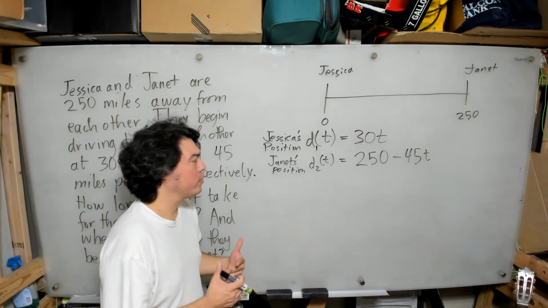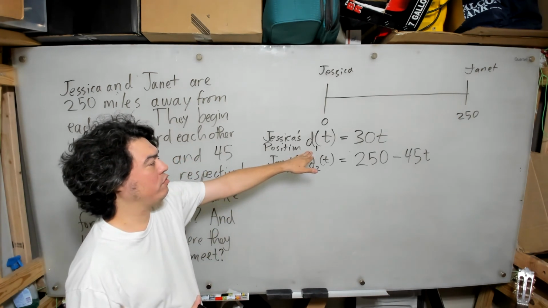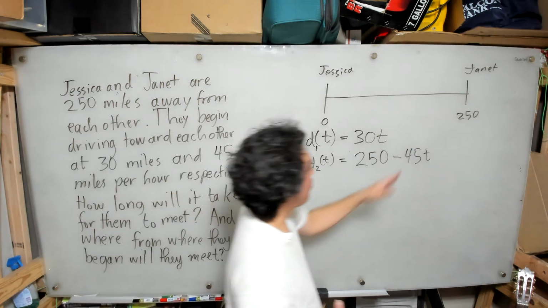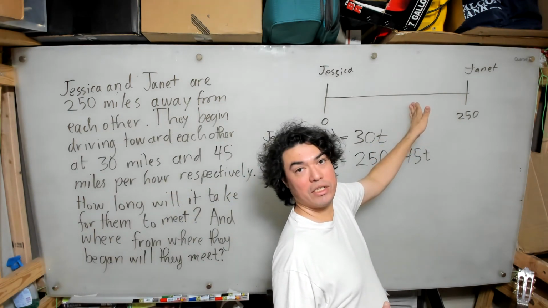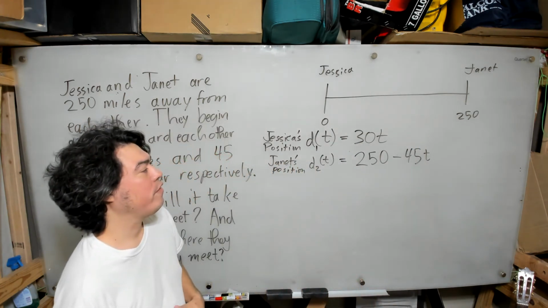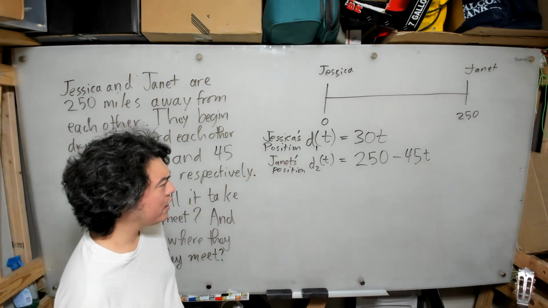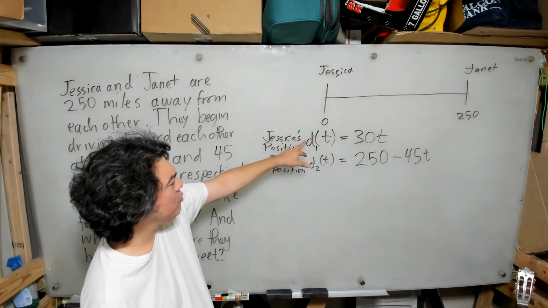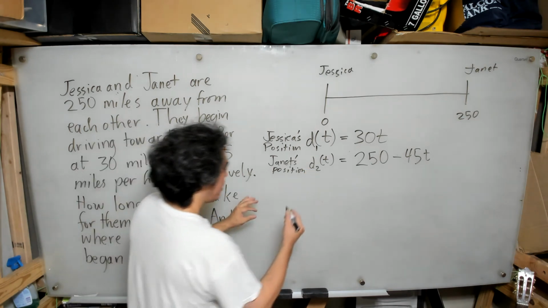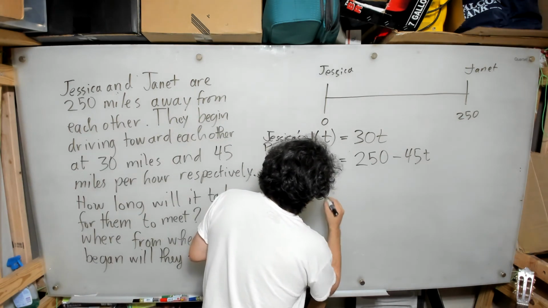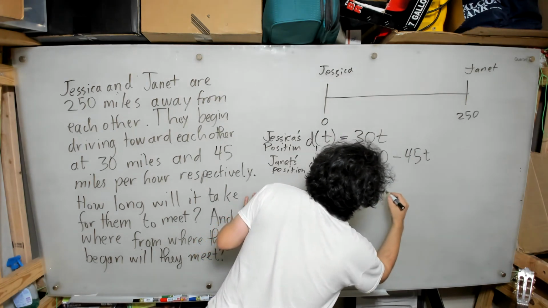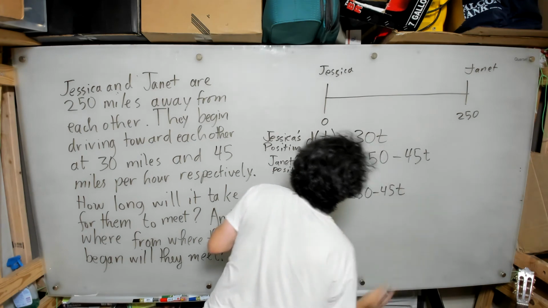So now, this is the position of Jessica. This is the position of Janet. If we want to find out where they meet, what we're really trying to say is, where will their positions match? In order to find that out, we're going to set these equations equal to each other. I'm going to set this position equal to that position, because that will be when they meet. So let's look at it together. That'll be 30T equals 250 minus 45T.